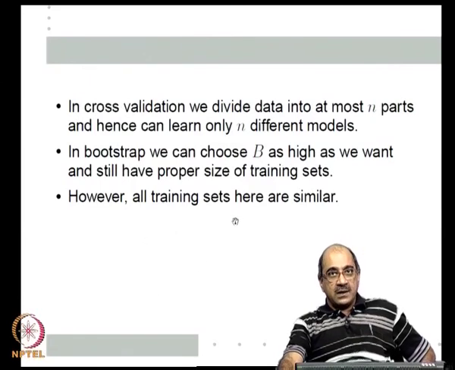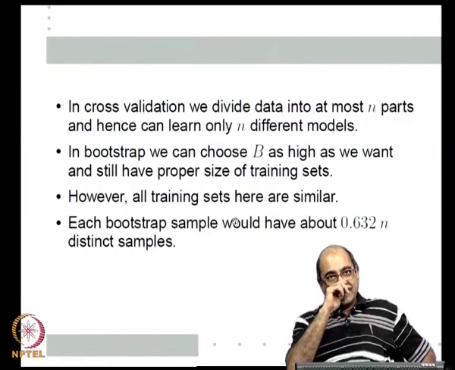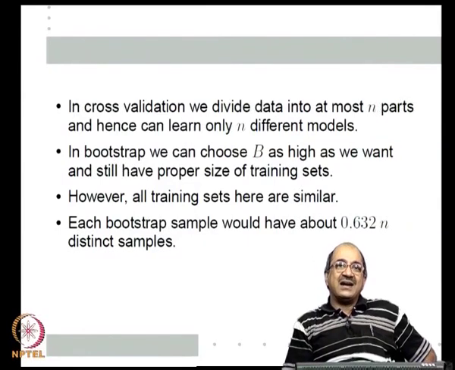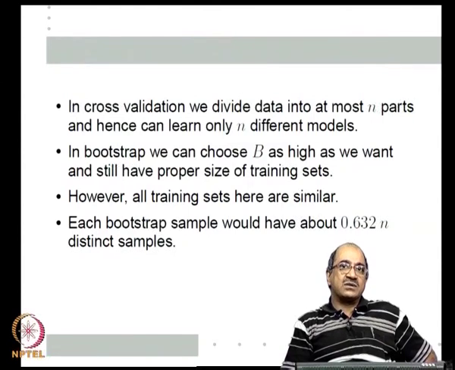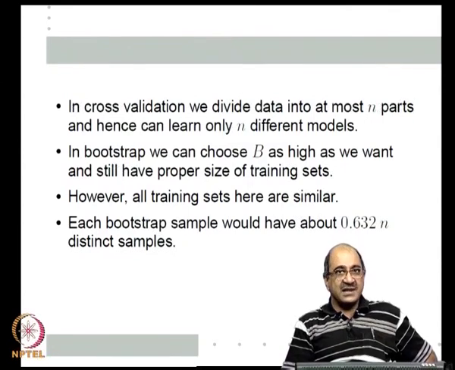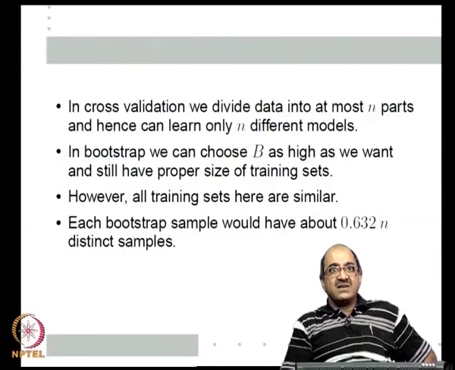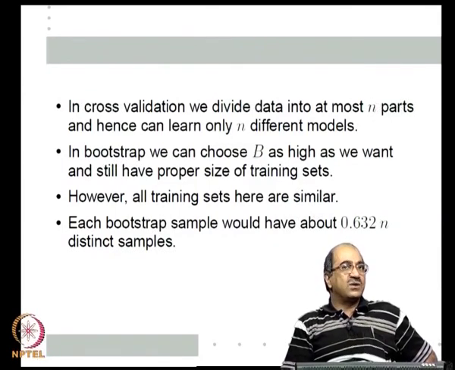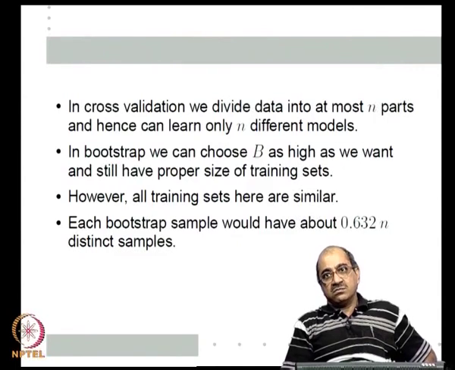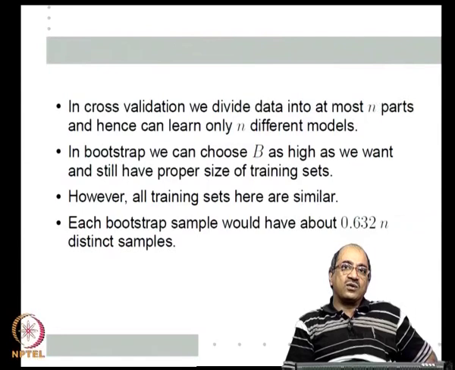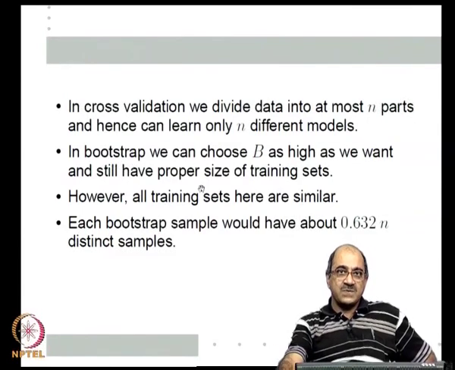Another way of looking at it is that, from what we calculated, the probability of any xi being in a particular bootstrap sample is about 0.63, which roughly means that each bootstrap sample would have about 0.63 n distinct samples. So, this is like a 3-fold or 2-fold cross validation.